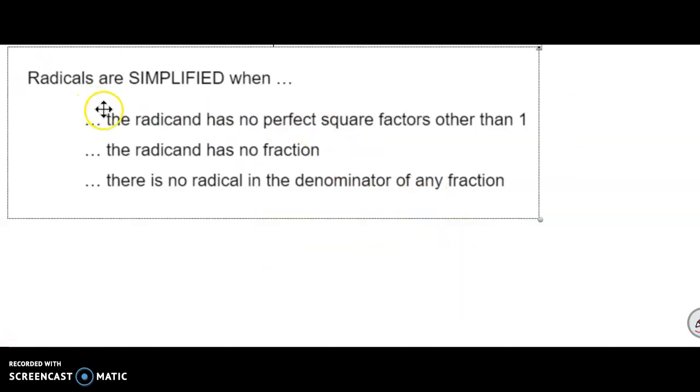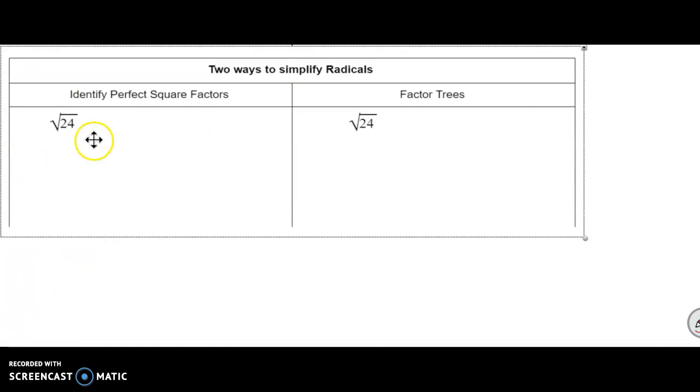So how do we know if radicals or square roots are simplified? There are 3 conditions here. I think some of these will make sense a little bit more in the following lessons, all right? But pause here and take a look at it real quick. But we're going to get into an example. I'm going to show you 2 ways to simplify radicals here, all right? One is called identifying the perfect squares, and the other one is called using factor trees, all right?